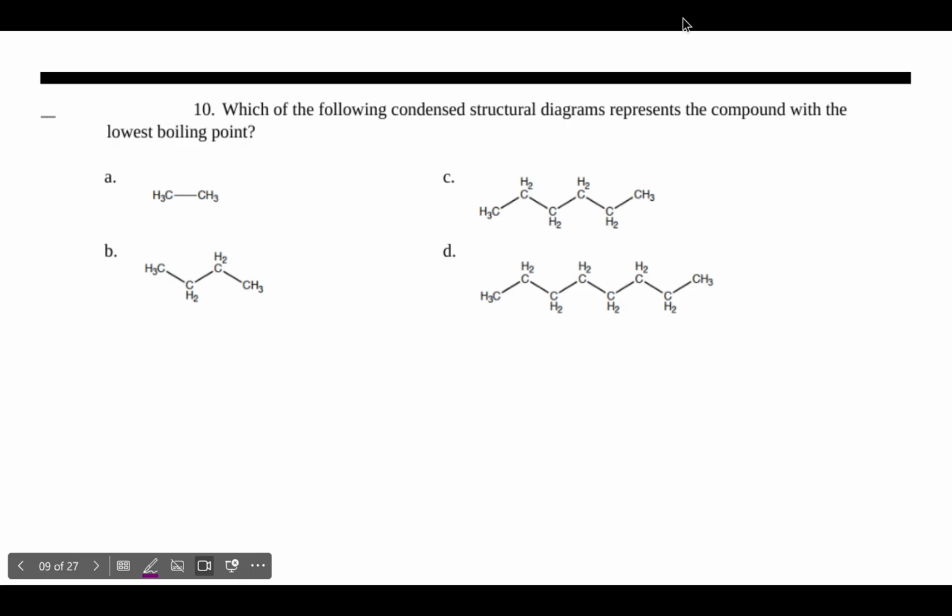Looking at 10, which of the following condensed structures represents the compound with the lowest boiling point? So here you have all these compounds that are all part of the same family.